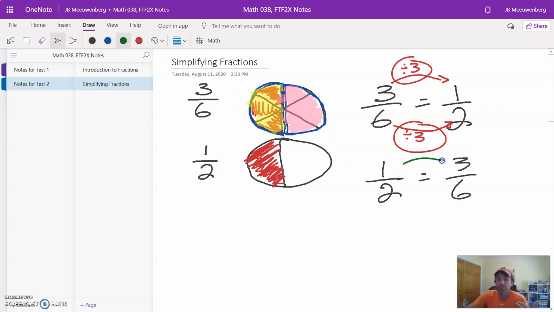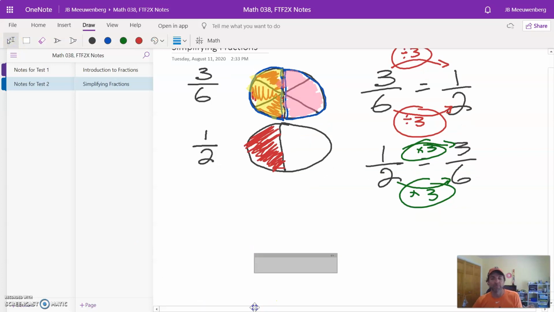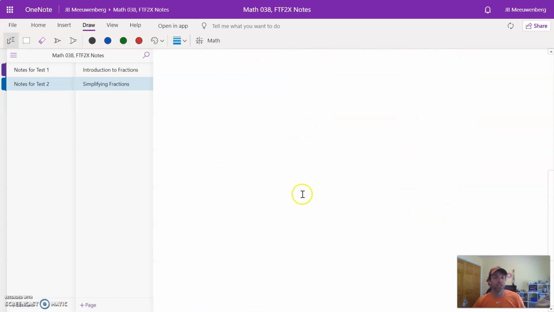What about this? 1 to 3. What do we do? We multiply by 3. 2 to get to 6. We multiply by 3. Right? As long as those are the same, multiplying or dividing, those fractions are equal to each other. Okay, so that's just a little information about fraction equivalence. What we're going to be doing is simplifying our fraction.